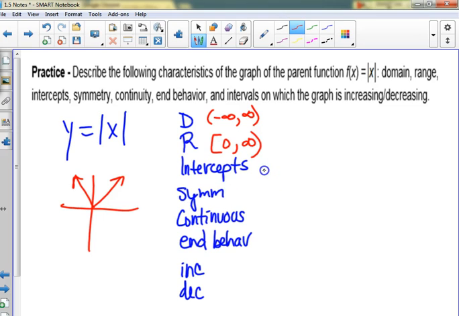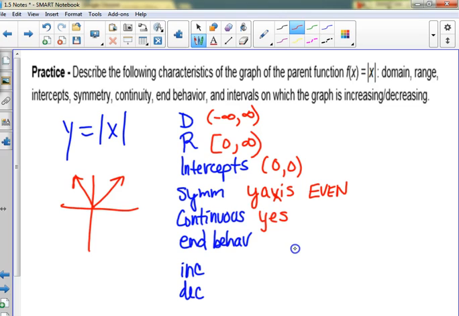Intercepts? Well, it crosses the x at 0 and the y at 0, right? So I just write down (0, 0). Crosses both axes. Symmetry? Mine doesn't look symmetric around anything, but it's supposed to have symmetry with what? Y-axis, which makes it an even function, yes. It's weird because it doesn't have even exponents, right? But it is an even function. Continuous, any holes or breaks or asymptotes or anything? So this one, yes, it would be continuous.